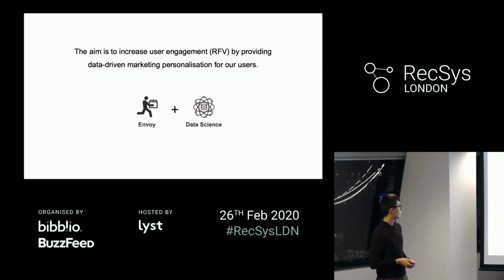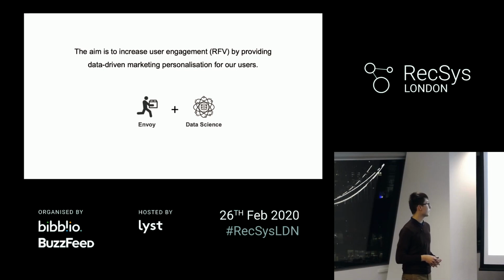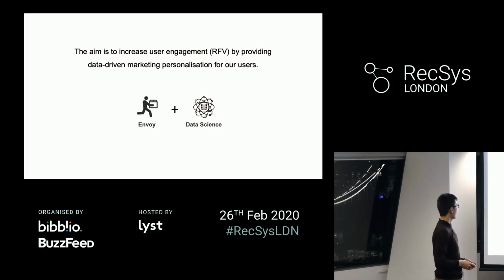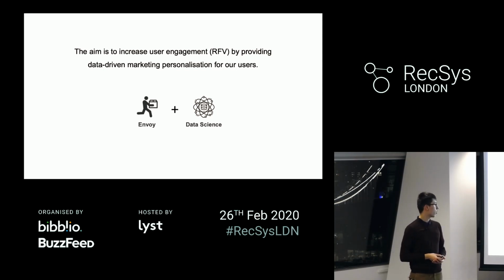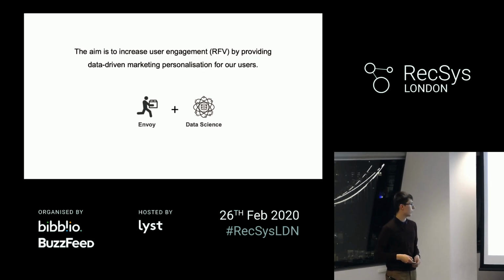The NBA in particular aims to increase user engagement, and our engagement metric is called RFV, which stands for recency, frequency, and volume. So if at any point I say RFV, don't be confused, it's simply an engagement metric. The NBA has been developed as a product of cooperation between the data science team and the Envoy team, which is responsible for direct contact with our customers. They basically take the output of our recommender system and deliver it to our customers.